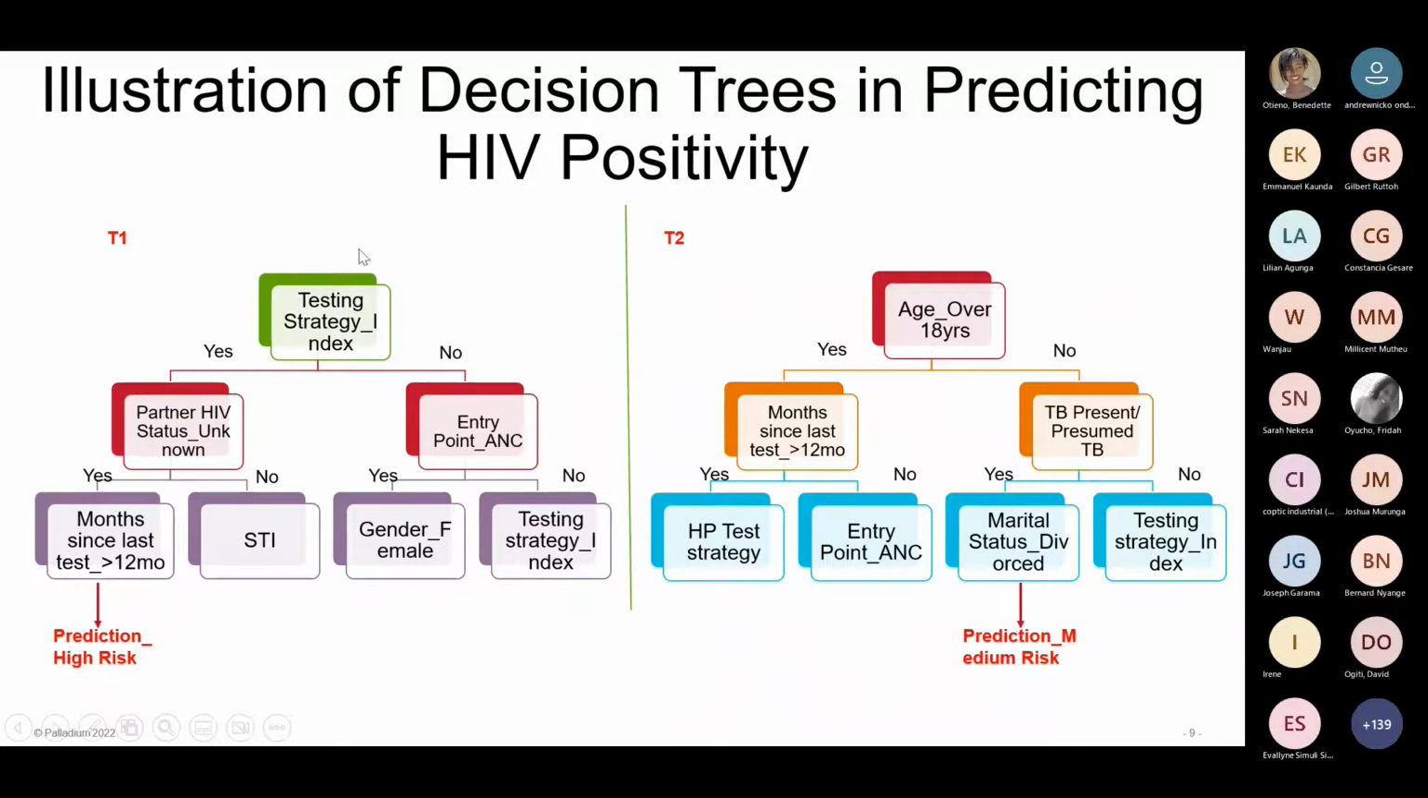So looking at table 1, looking at tree 1, starting with a testing strategy as index. In this case, testing strategy index is one of those highest yielding strategies. So the client presented to test as an index client, and the client's partner HIV status is unknown, and also the months since the client last tested is more than 12 months, and then the machine would predict that as high risk.